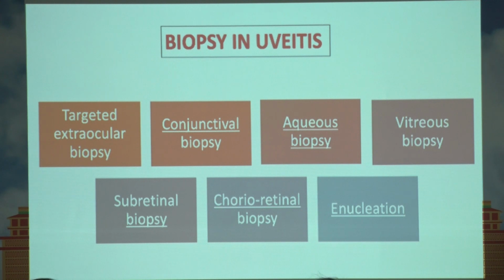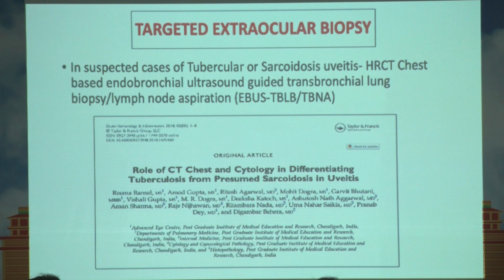Thank you. So biopsy in uveitis could be a targeted extraocular biopsy. If it's not extraocular, it could be a conjunctival biopsy, an AC tap of the aqueous, a vitreous biopsy, a subretinal or chorioretinal biopsy, or even a diagnostic enucleation. A targeted extraocular biopsy is typical if you want to diagnose someone as having sarcoidosis or tuberculosis. Depending on your signs in the eye, you could request the pulmonologist to take a sample from various different sites in the body, and that can help. I think most of us know that.